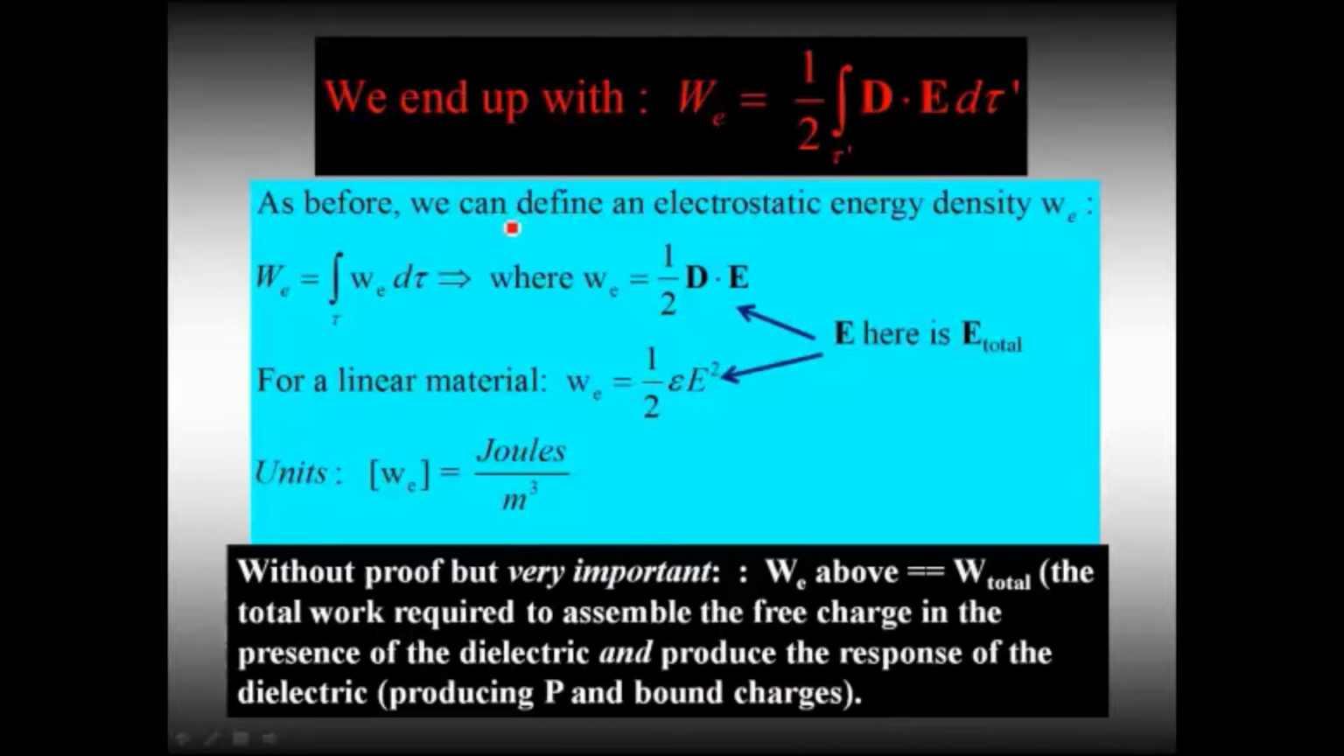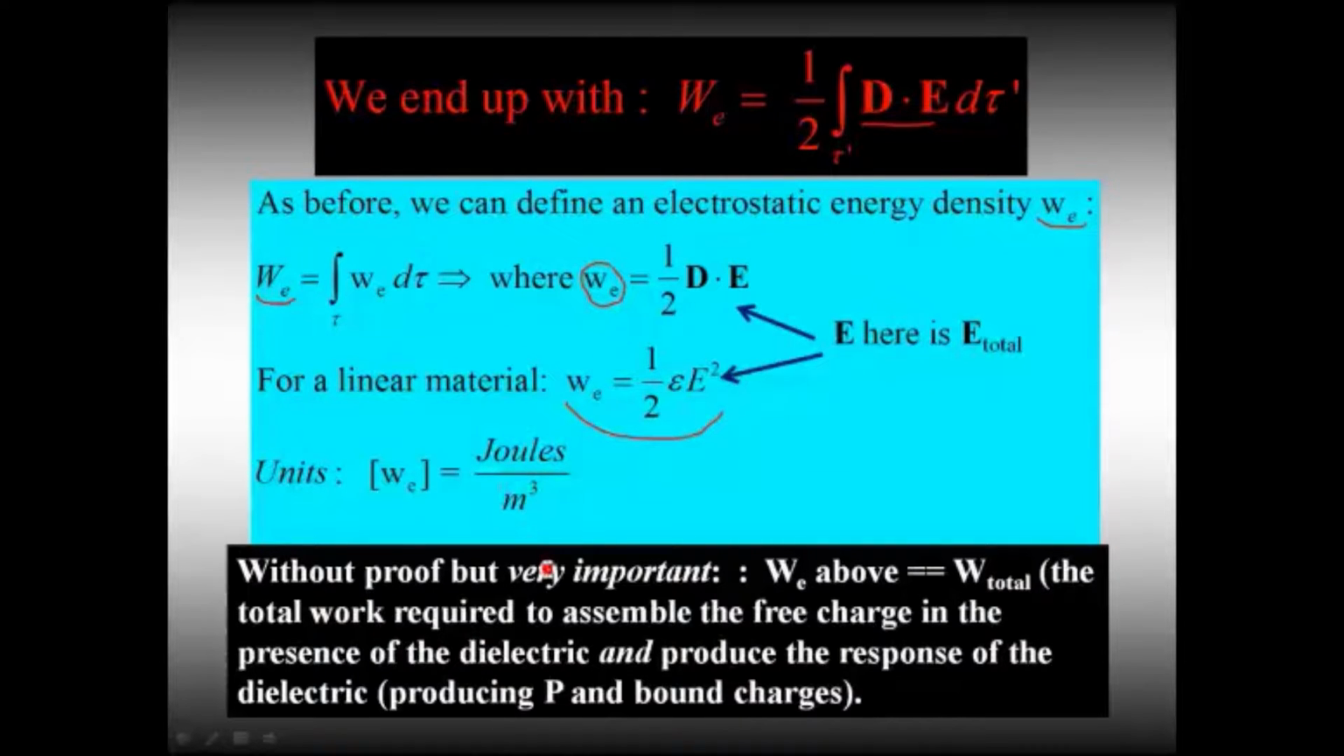If we wanted to, we can define this in terms of a density, an energy density. Let's just call it little w sub e. And if we integrate the energy density over the volume, that gives us the total work done. If we look at what this should be, then if you just go up here, you can see that 1/2 times this quantity here would be the little w sub e here. For a linear material, you remember that D is equal to epsilon E. So substituting that in, we get this equation for the energy density that's in the field. And just recall that the units for w sub e are energy over distance cubed.